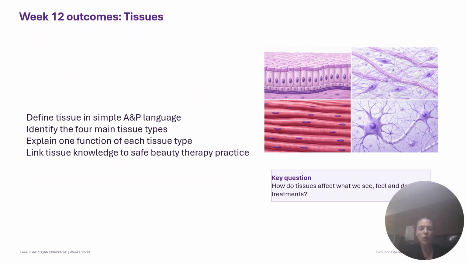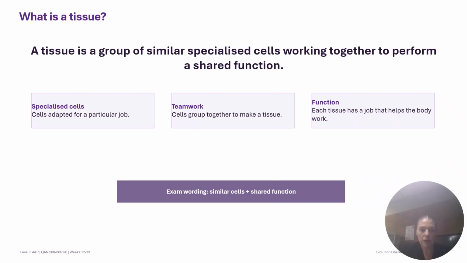So we want to define tissue in simple anatomy and physiology language, identify the four main tissue types, that's these diagrams here, explain one function of each tissue type, and we want to link that knowledge to understanding why we need to know it as beauty therapists. A tissue is a group of similar specialized cells working together to perform a shared function. So once we've created the cell, it's then going to start to create the tissue.